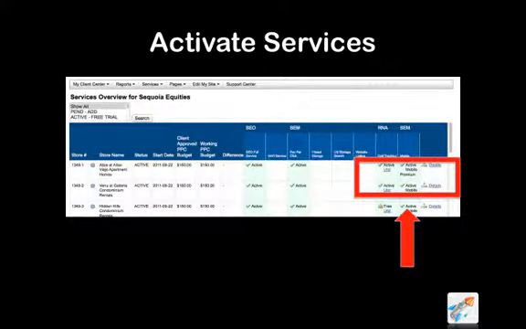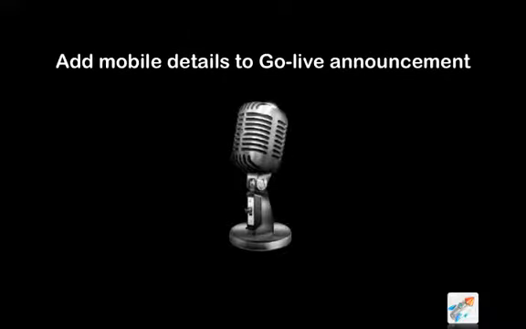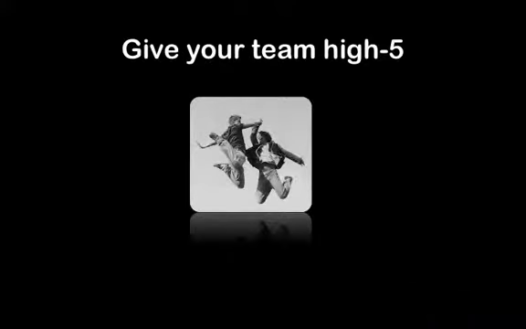With client approval, you can activate services in the service overview of the Client Center, as well as call tracking services. And then go back into the Mobile Control Center and uncheck the pending box at the corporate level and select Change Plan. Add any mobile details to your Go Live announcement and give your team a high five. Your mobile site has launched and is completed.